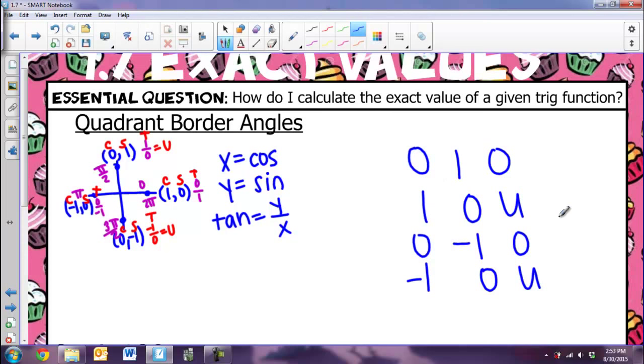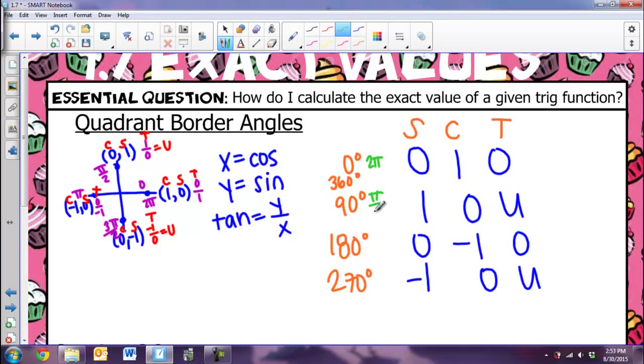And so this makes a little chart. This is going to be your sine, your cosine, your tangent, okay, and then these are your angles. So this is 0 degrees, this is 90 degrees, 180 degrees, 270 degrees. Okay, and remember that 0 and 360 are the same thing. If I was to put in my radian measurements, then this is 0 or 2 pi. This is pi over 2. This is pi, just pi, and this is 3 pi over 2. Okay, so this makes a cute little chart for you.